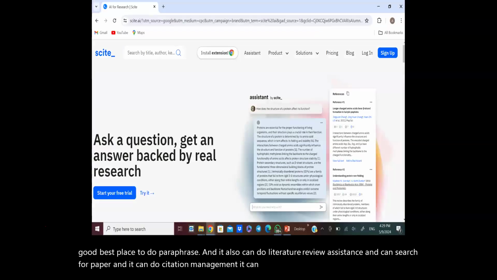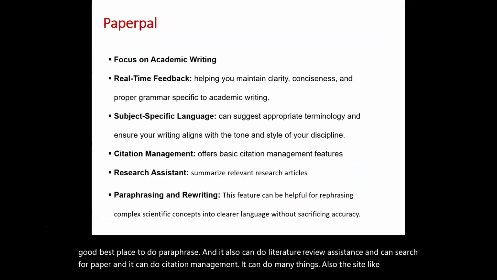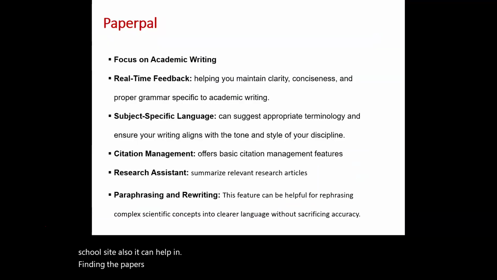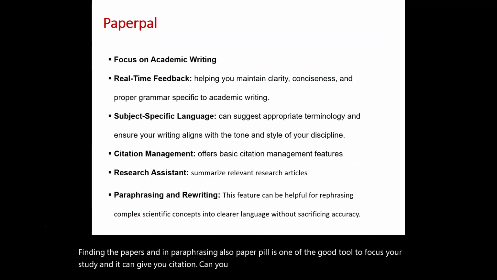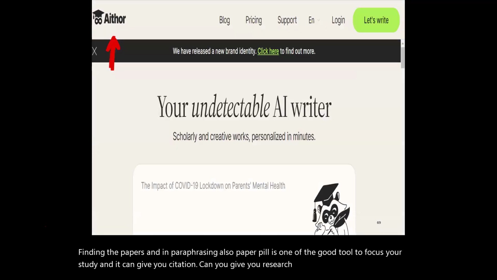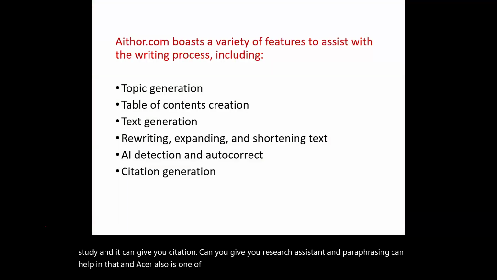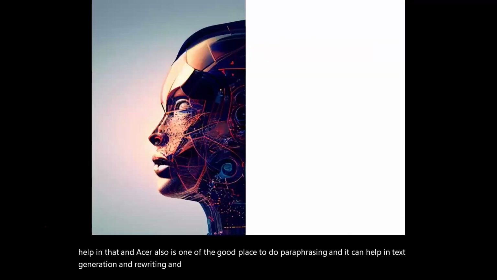Also, the site called Cite can help in finding papers and in paraphrasing. Also, PaperPal is one of the good tools to focus your study, and it can give you citations and research assistance, and paraphrasing can help in that. And Acer also is one of the good places to do paraphrasing, and it can help in text generation, rewriting, AI detection, and citation generation, etc.